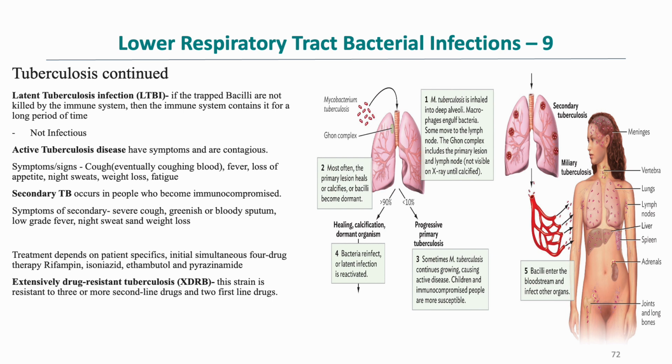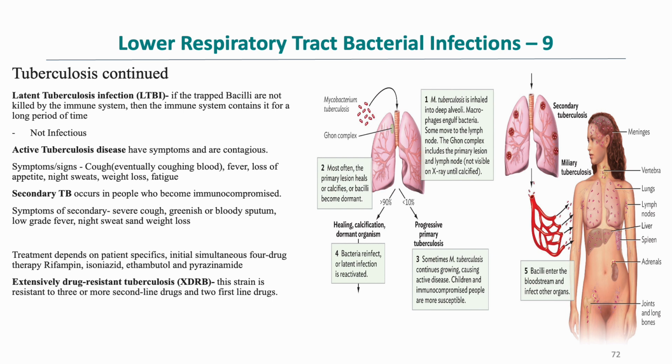Okay, so then we're talking about latent tuberculosis and active tuberculosis. Latent tuberculosis is when the trapped bacilli are not killed by the immune system, and the immune system contains them for a long period of time, but you're not contagious and you're not infectious to other people. And then with active tuberculosis, you're going to have symptoms and you are contagious. The symptoms can be cough, eventually coughing blood, fever, loss of appetite, night sweats, weight loss, and fatigue.